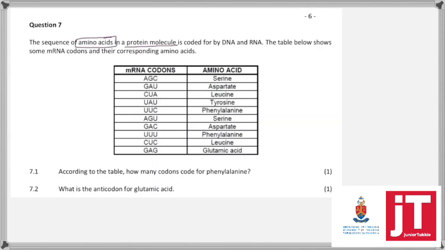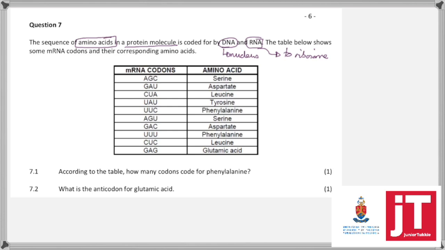Right, so here we're going to look at the question to get some context. The sequence of amino acids in a protein molecule is coded for by DNA and RNA. Now, the DNA we know is found in the nucleus, and the RNA transcribed in the nucleus has to move to the ribosome in order for us to form the protein molecule. That is the sequence of amino acids referred to there. Now, in the table, we see mRNA codons and their corresponding amino acids, and I can only see on this page question 7.1 and 7.2, each one mark, so I'm not thinking too much of those two, but this is a much larger question.